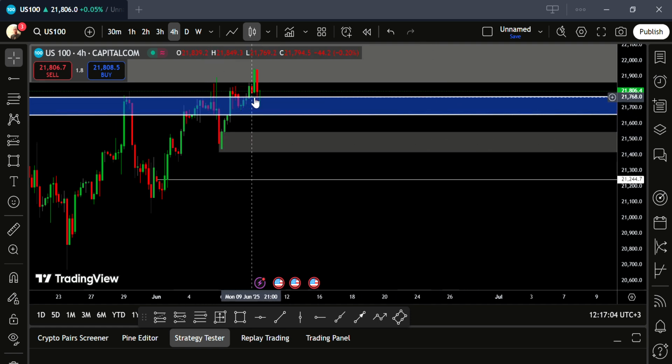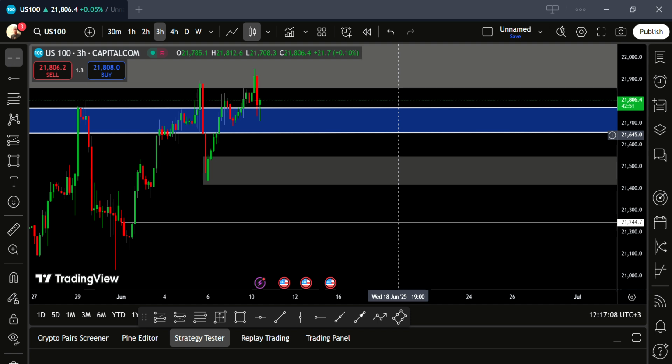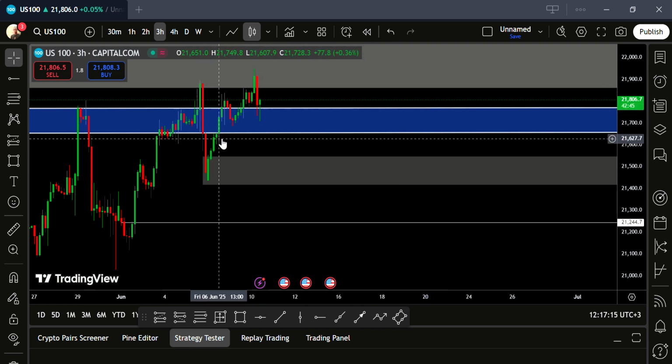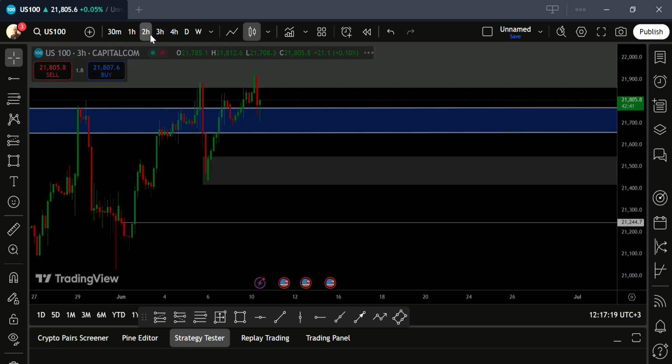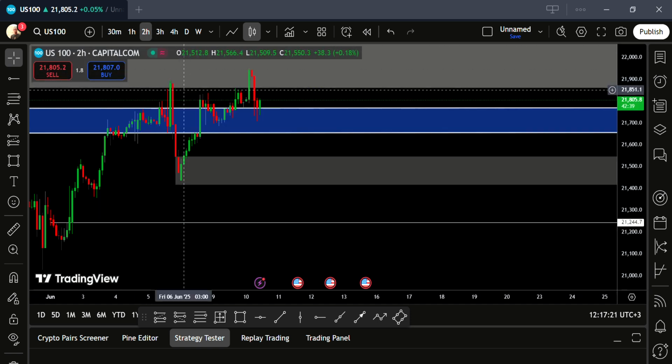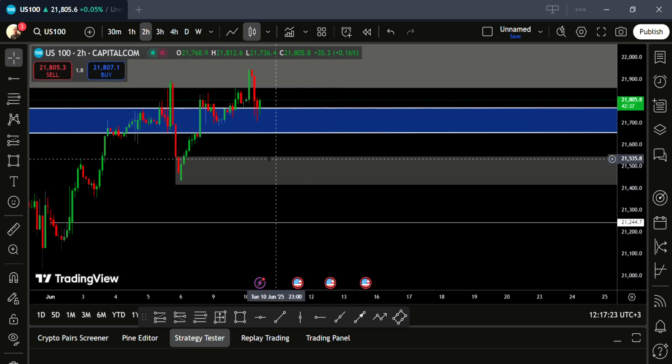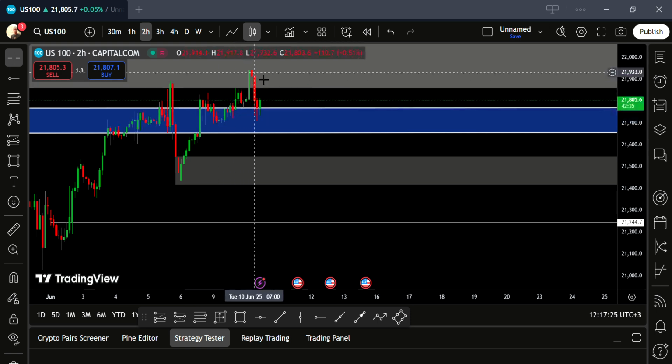So 4 hour, that is what we see. When we go to the 3 hour, nothing clear. High, low, high, low. Nothing clear. 2 hour, higher, low, higher, low, high, lower, low.